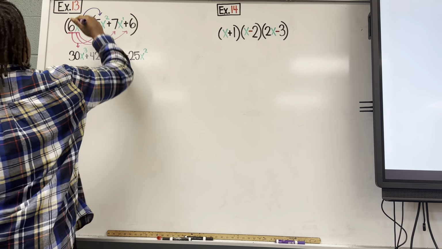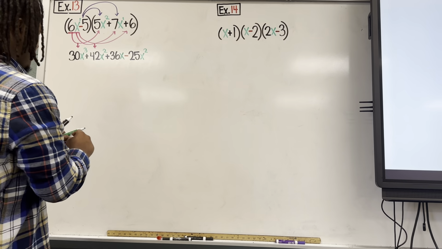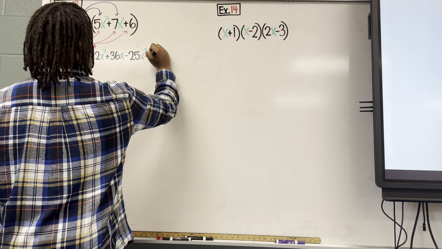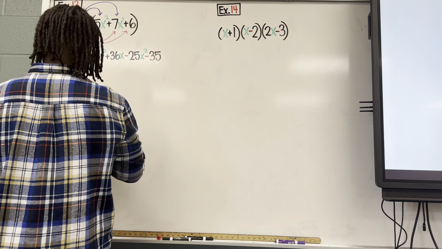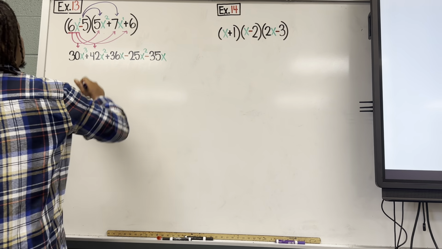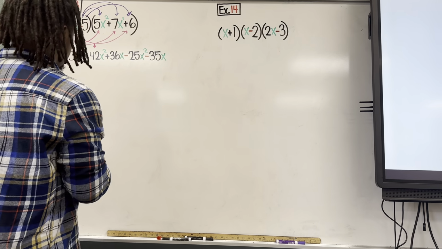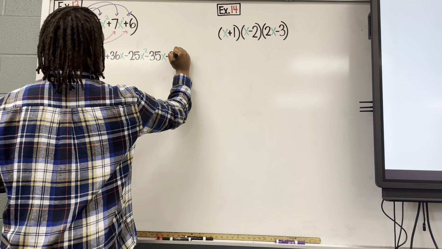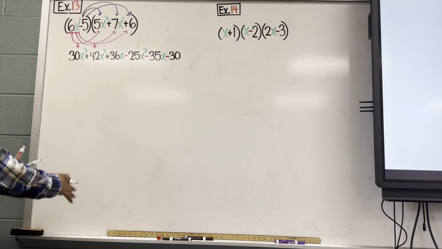All right, cool. I got -5 times 7x to the first power. -5 times 7 is a -35. So that's going to be a -35x. And then last one, -5 times positive 6 is a -30. So we have successfully multiplied all the values out of the parentheses.